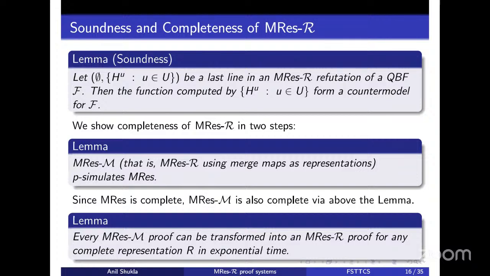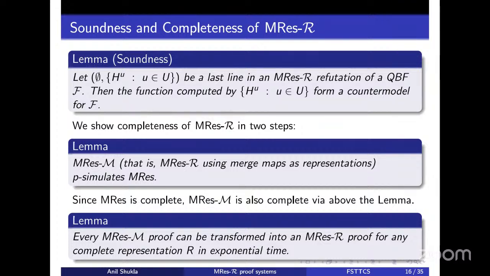For soundness, this trick is not out. This is the well-defined trick that at the end we have an empty clause. At the end line, if I prove that the strategy that my proof system has defined is a winning strategy for the universal player, then definitely the initial QBF is false.